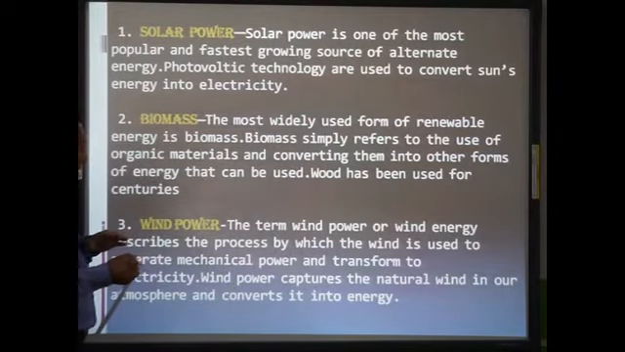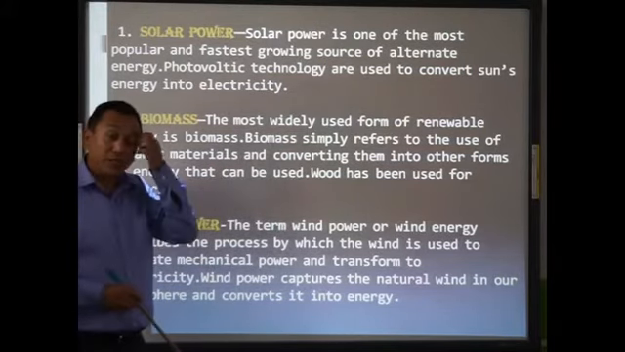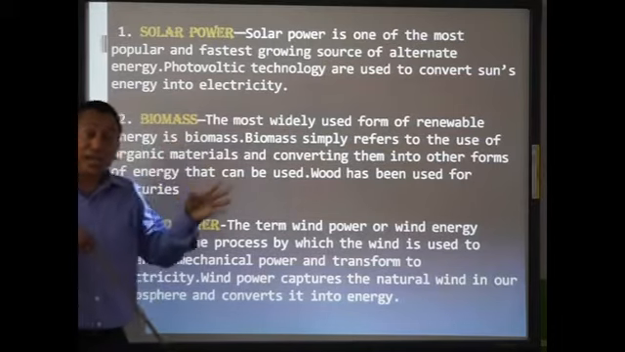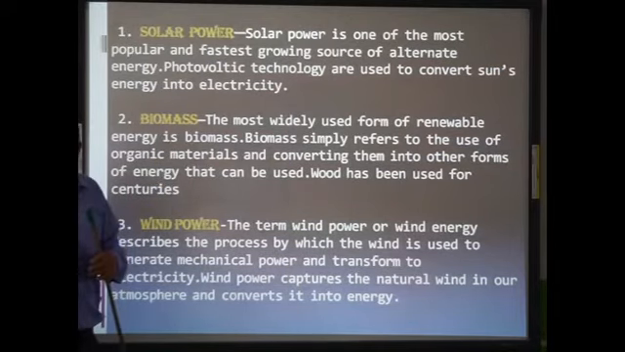See, mechanical power is transformed into electricity. That means whatever wind energy is there is used to turn the turbine, and that turbine generates what? Electricity. And this electricity can be used for so many purposes.